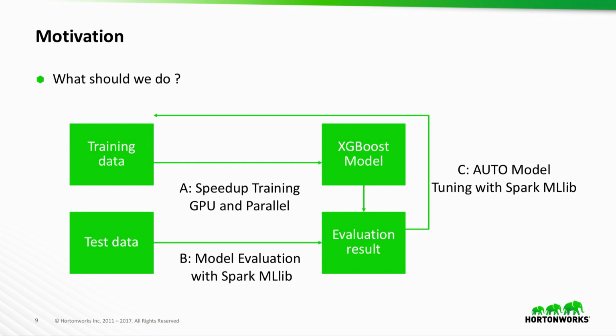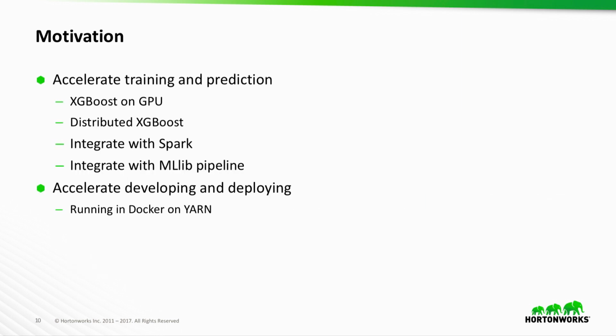So in this talk, we introduce two pieces. First, how we can use GPU to speed up XGBoost model training. Second, we use the Spark machine learning pipeline to do model training and model parameter tuning. So this is our motivation, what we should do here: XGBoost on the GPU, distributed XGBoost, integrate XGBoost with Spark, and integrate XGBoost with the Spark machine learning pipeline.